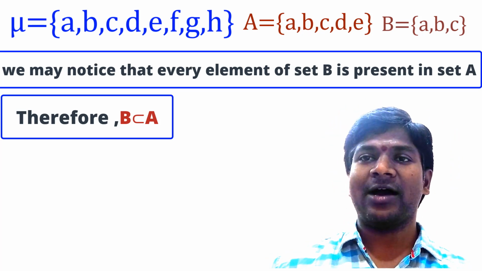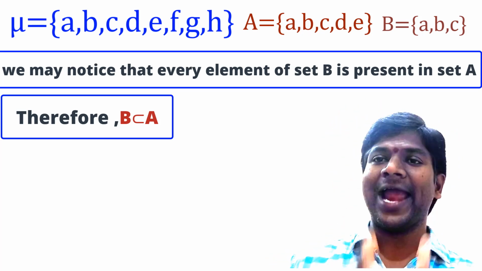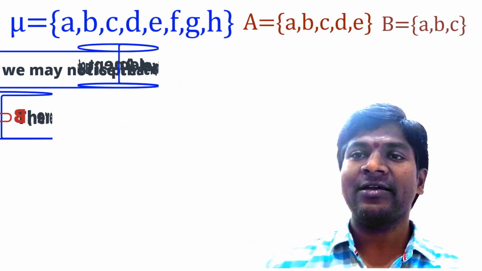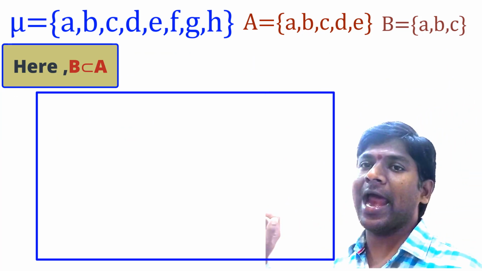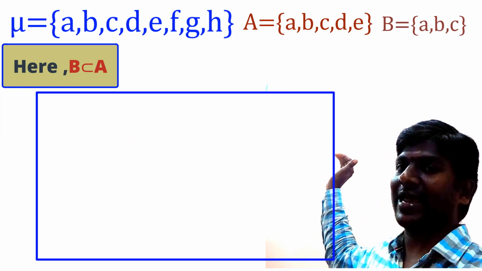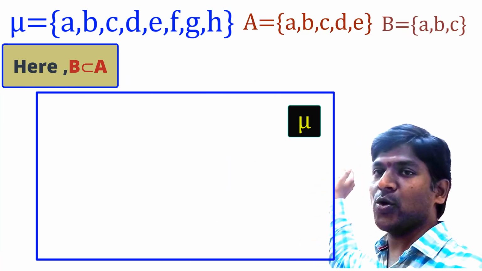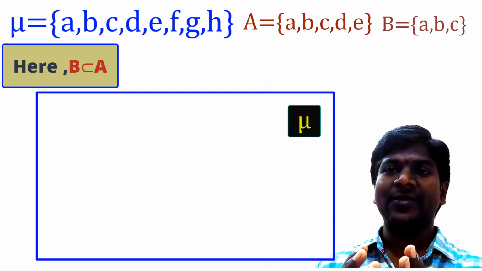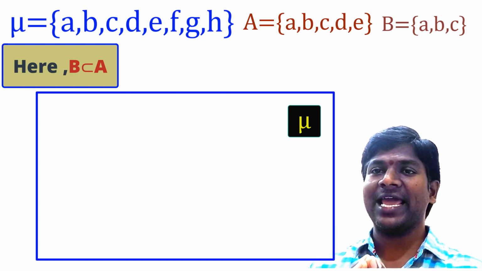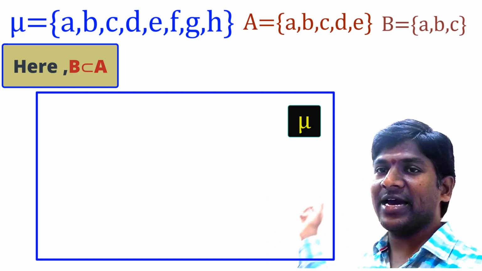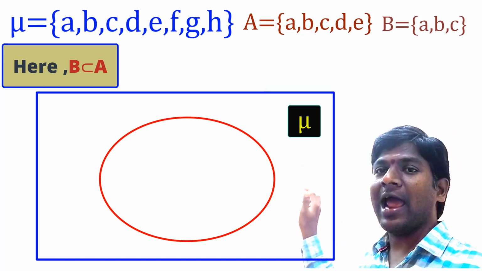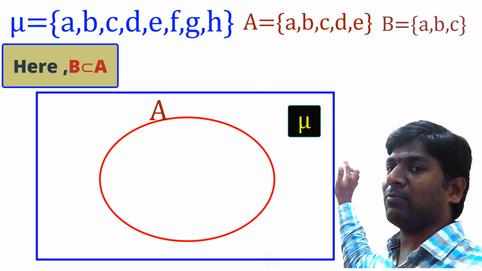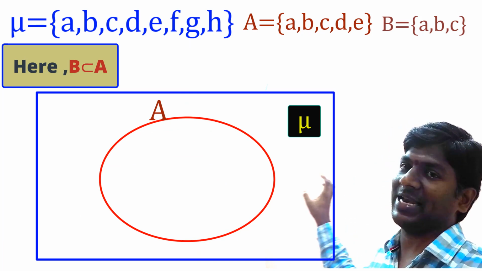Whatever the Venn diagram we draw, first we write a rectangle. Let us see, children, on the screen. We draw a rectangle and in the right top corner of the rectangle, the symbol of the universal set, mu, can be written. Here, the bigger set is A. To represent the bigger set A, we draw a bigger circle in the rectangle and the name of the set is A. So we write capital A on the top of this circle.